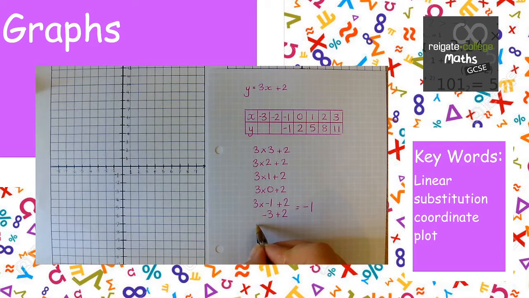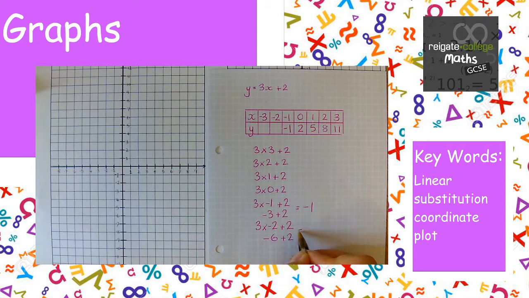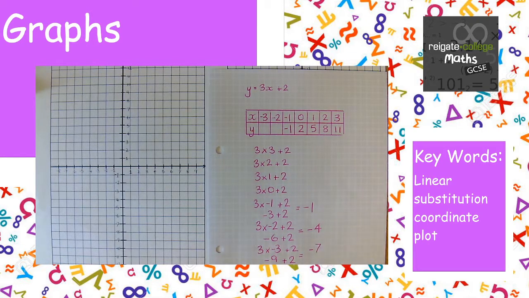Now for -2. 3 times -2 and add 2. 3 times -2 is -6. Add 2 gives me a value of -4. And for completion, I'll do that last one, which is 3 times -3, then add 2. 3 times -3 is -9. Add 2 gives me a y value of -7.